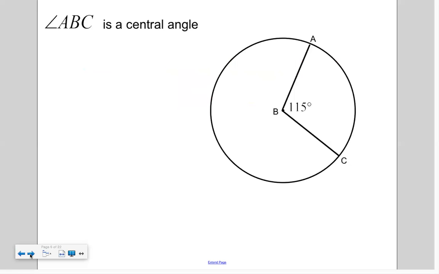So angle ABC is a central angle. It has a measure of 115 degrees. Arc AC is also equal to 115 degrees. So central angles and the arcs that they intercept are equivalent.